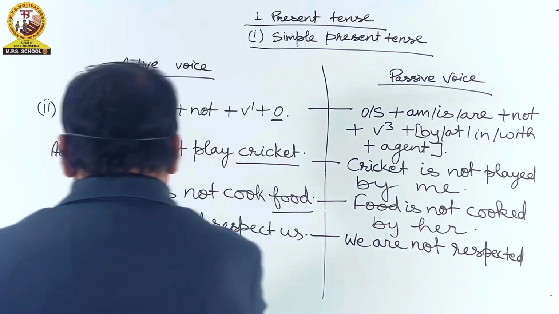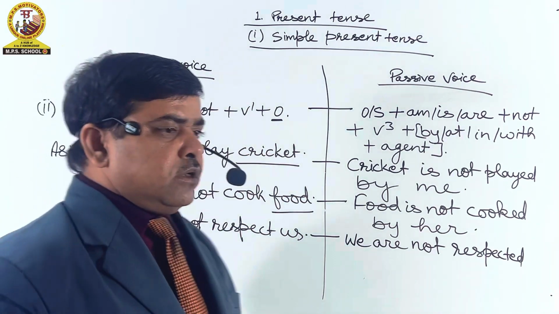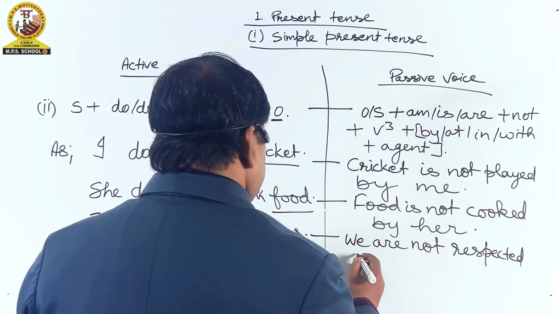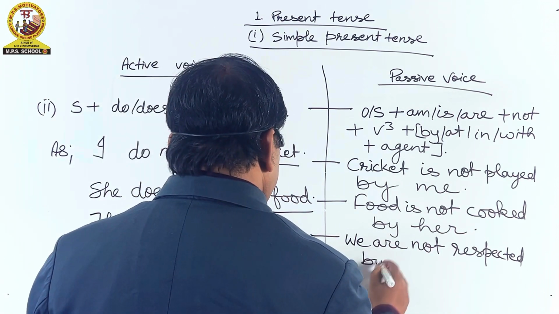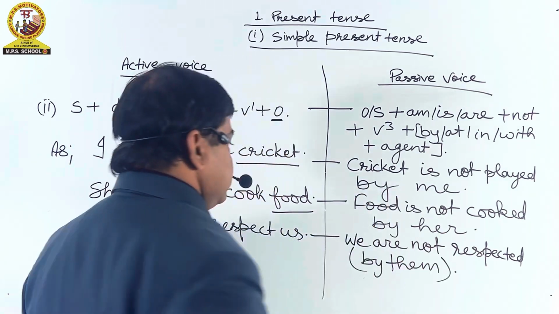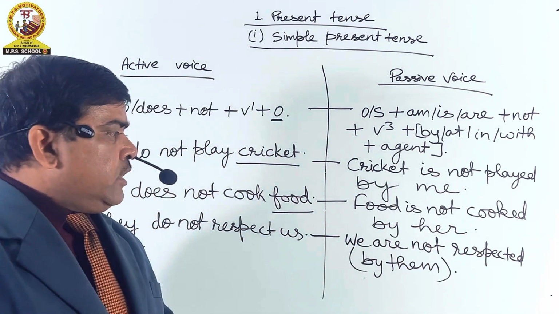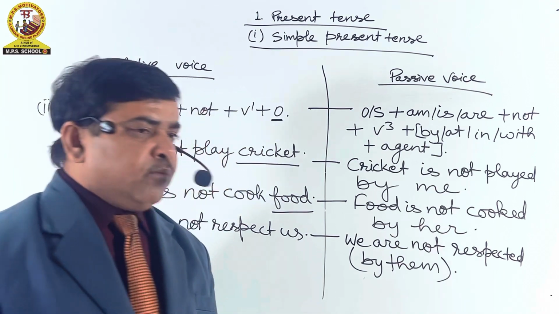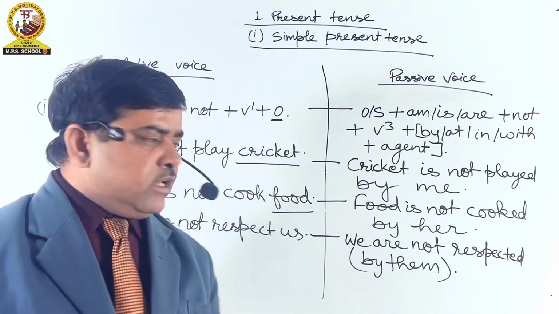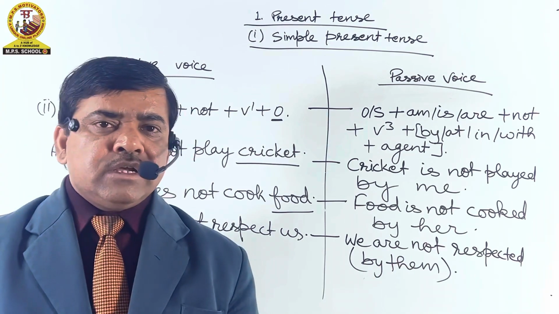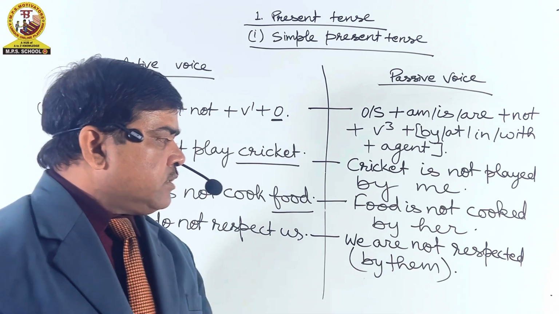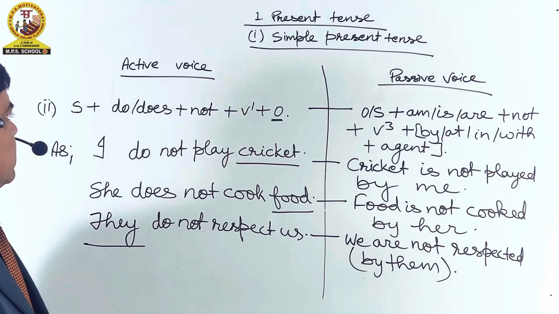Here by them is not so required. So we can keep it in brackets. We can keep by them between brackets because we are not respected. हम लोगों का सम्मान नहीं होता है, हम लोगों का आदर नहीं होता. Here by them is not so required, so we will keep it in between brackets. Now you can take its screenshot.